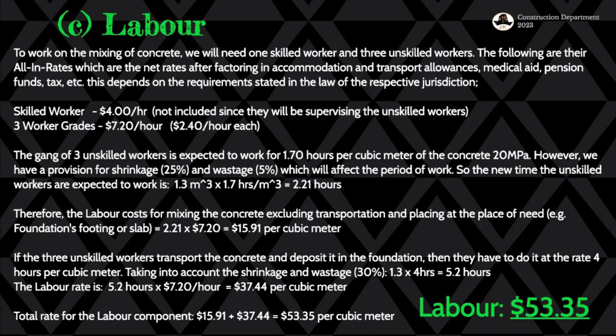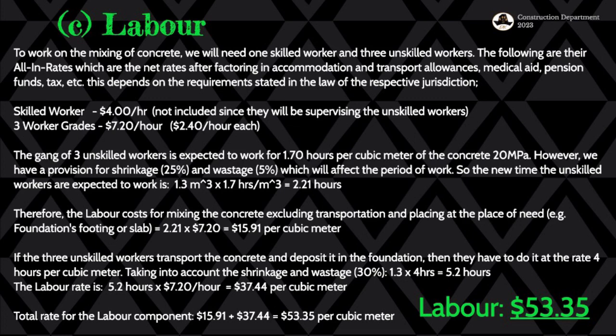And then the labor rate that we get afterwards, using the time that we have, which is 5.2 hours, and the rate per hour that the 3 workers are going to be having, is going to give us $37.44 per cubic meter. And then now we want to find the total for the labor so that we can use it in our summary stage. So we then say the $15.91 per cubic meter, which is the cost for making and mixing and transportation. And then we also have the cost of putting it into the foundation, which is the $37.44.